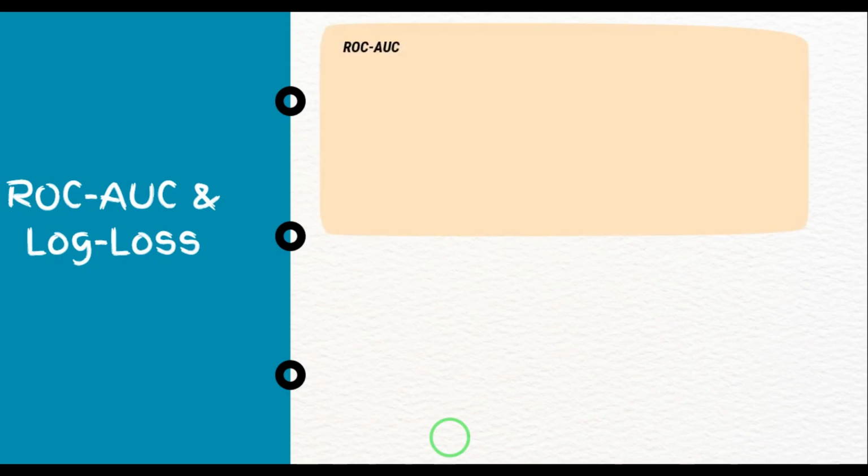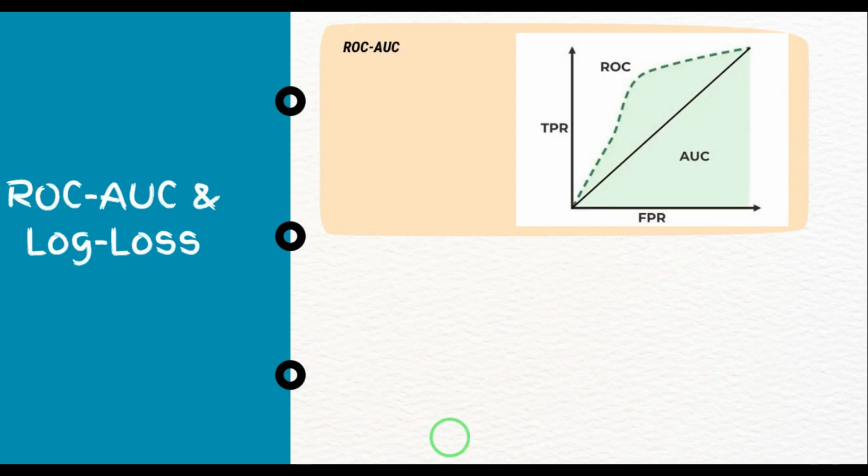First one is ROC AUC. It measures how well the model can separate positive and negative classes across all possible classification thresholds. The ROC curve plots true positive rate, which is recall, and false positive rate for every possible threshold from 0 to 1. You see it here? So instead of picking a fixed threshold, for example 0.5, you check performance across all possible cutoffs.